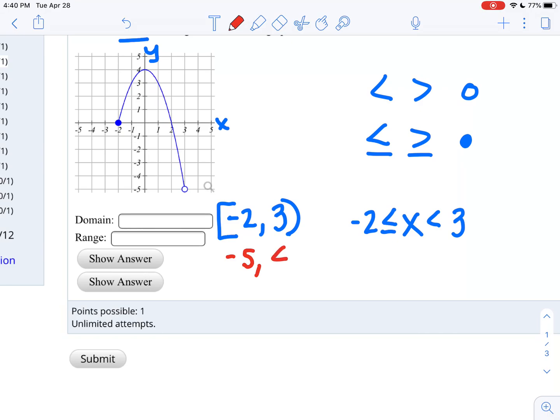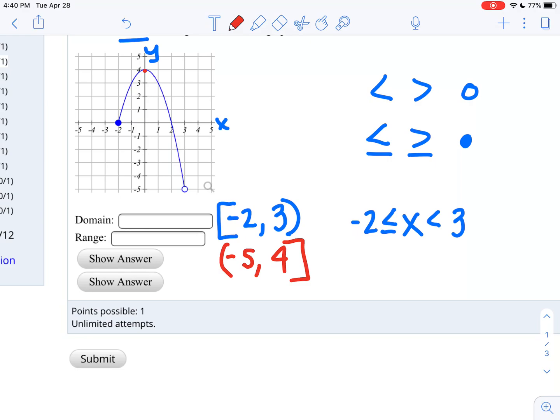Okay, so -5 to 4. The -5 gets a parenthesis because this is an open circle. And the 4 gets a bracket because if it's a line, that means it's filled in. It's the same thing as writing a dot there. So I'm going to do a bracket.